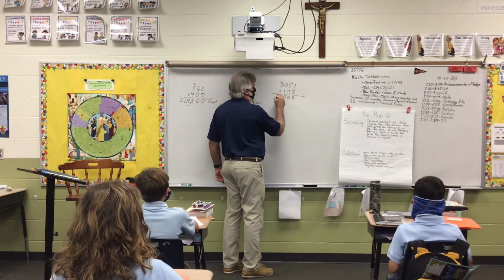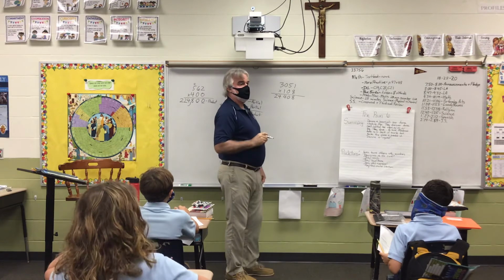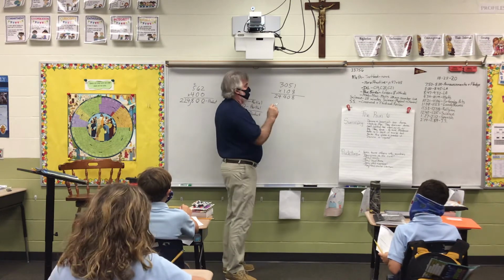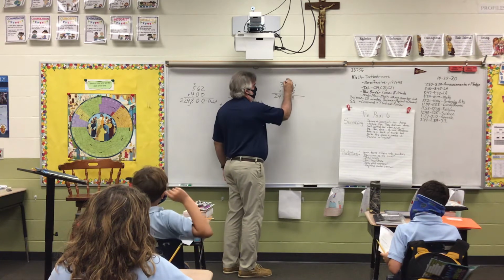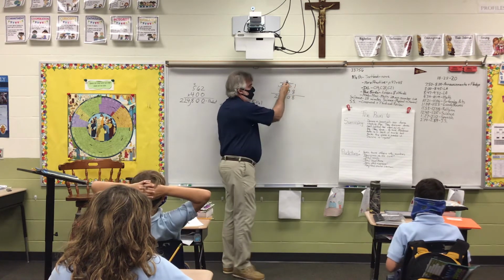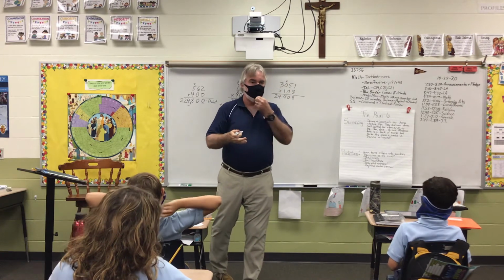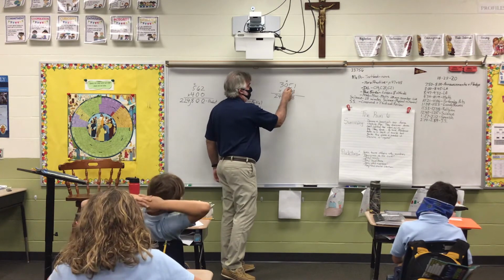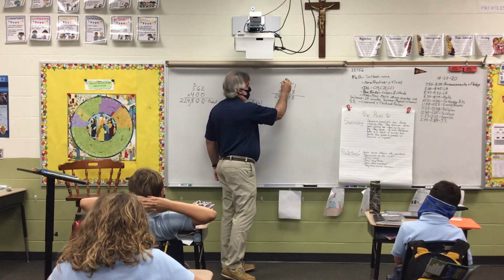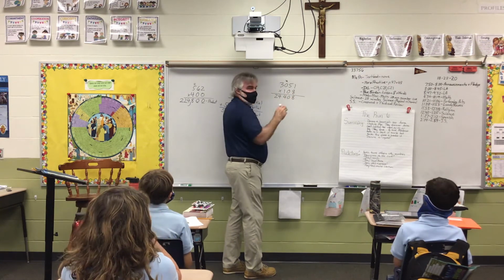8 times 3, 24. Wait, I skipped one, didn't I? Yeah, there's 0. 8 times 5 is how much? You carry the 4, and if I put the 4 up, I see where there's a 0 there. It's just going to drop straight down. Okay? That isn't the reason why. Now, this, I would have 0, so I'm skipping it, right?